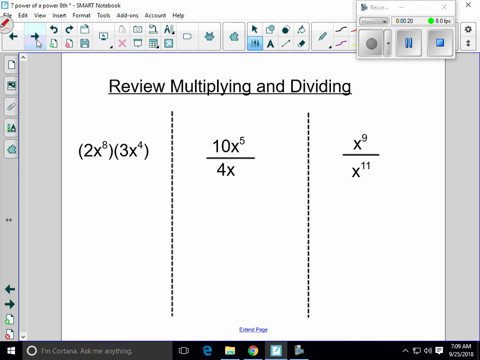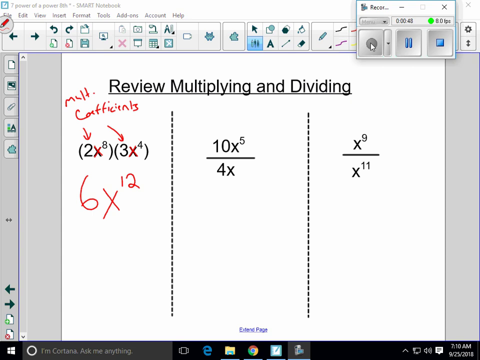So the first problem is multiplying. If you're multiplying terms, you're going to multiply the coefficients. 2 times 3 is 6. And then if you have like bases, those have the same base, they're both x's. When I multiply them, I'm going to add the exponents. So 8 plus 4 is 12. So you multiply the coefficients, but you add the exponents.